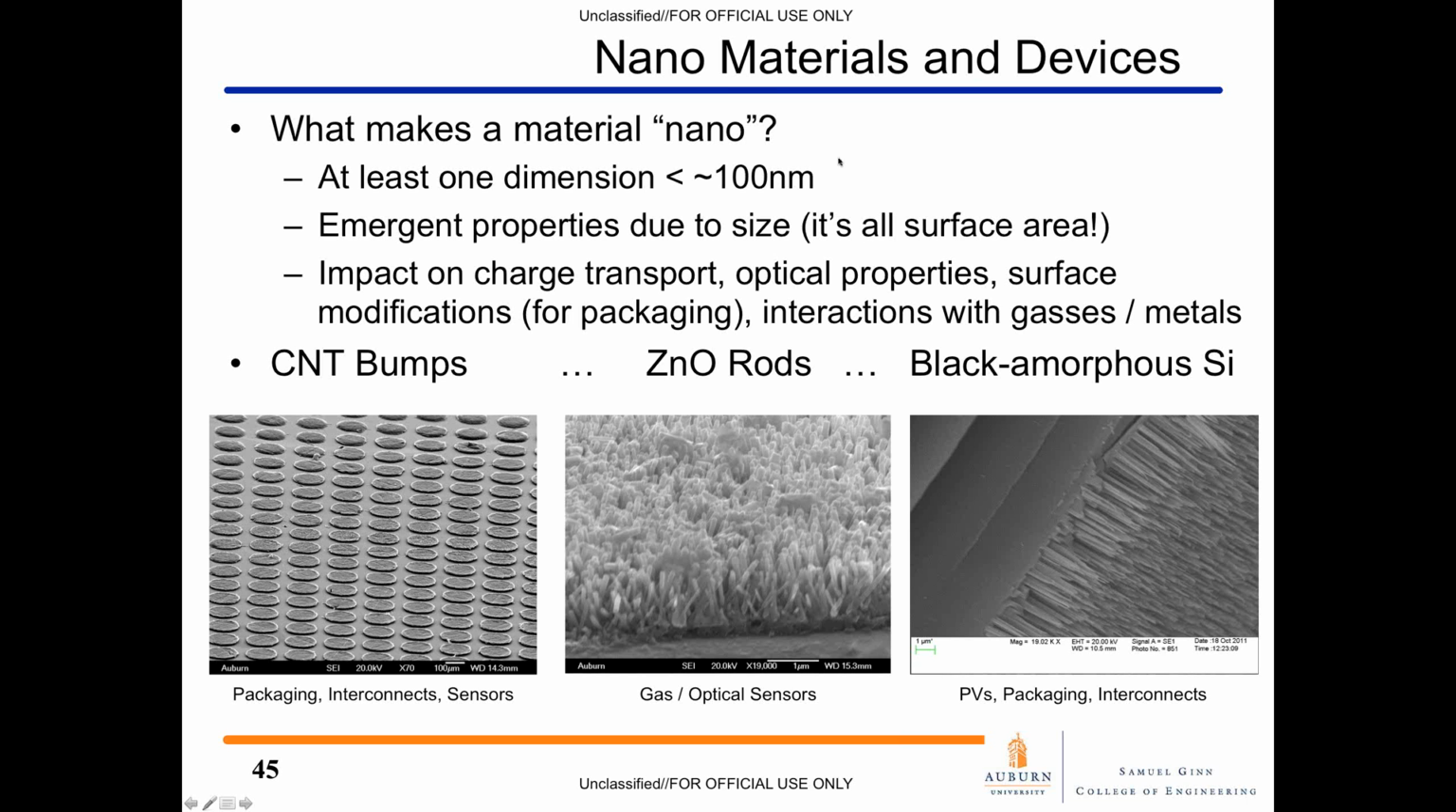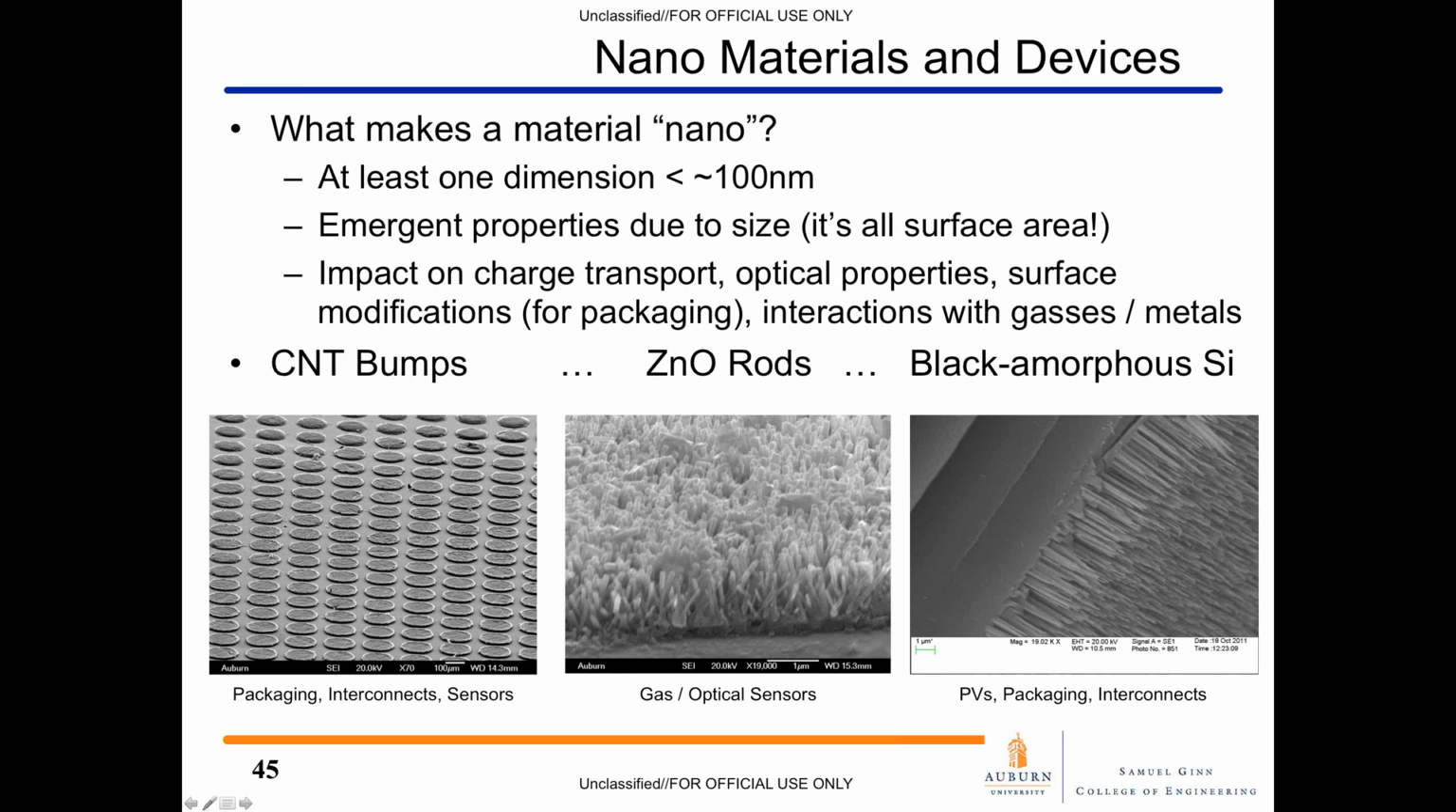So I mentioned I'd slip a little bit of nano into here. We actually are doing quite a bit of nano materials and devices work here for one reason or another. So just a quick notion of what we mean by nano: at least one dimension is in the 100 nanometer or below regime. These materials typically exhibit emergent properties that are caused by their size, namely because it's all surface area. There's a ton of surface area in these structures, and a large impact on the charge transport through these materials, the optical properties, surface modifications for packaging, etc.